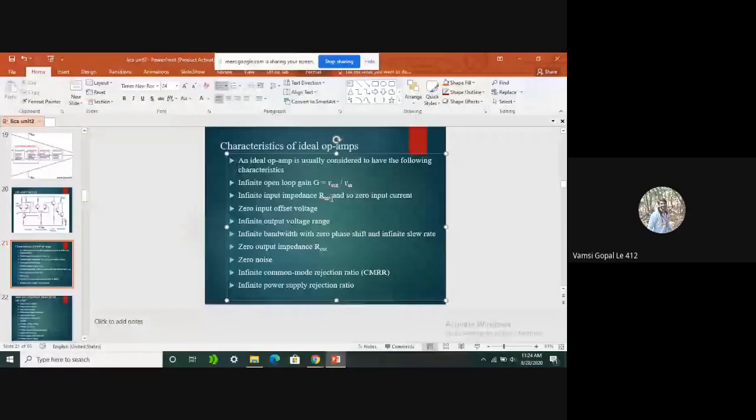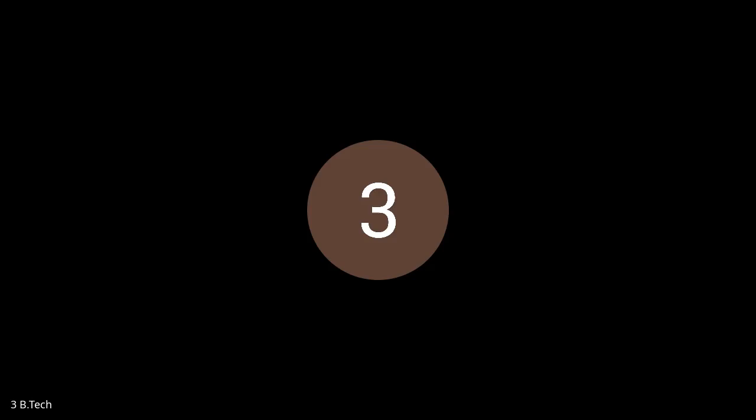Hello. Yes, sir. Okay. So infinite impedance means obviously the input current will be 0. And one more characteristic is zero input offset voltage. So what is offset voltage? In previous sessions we clearly mentioned what offset values are.